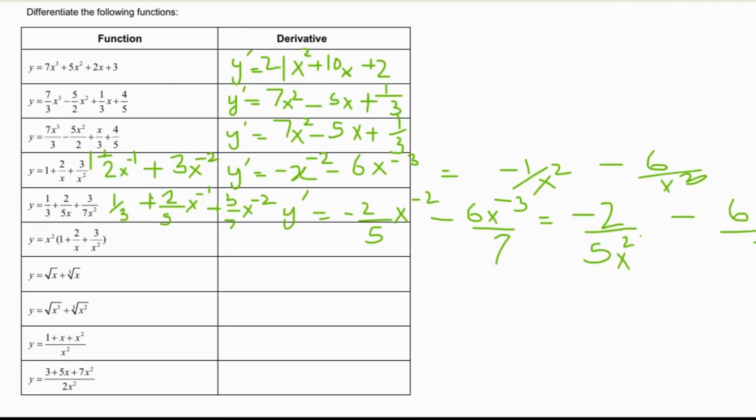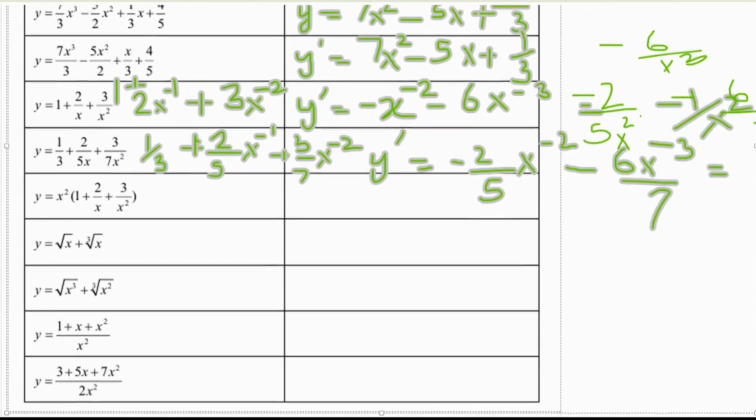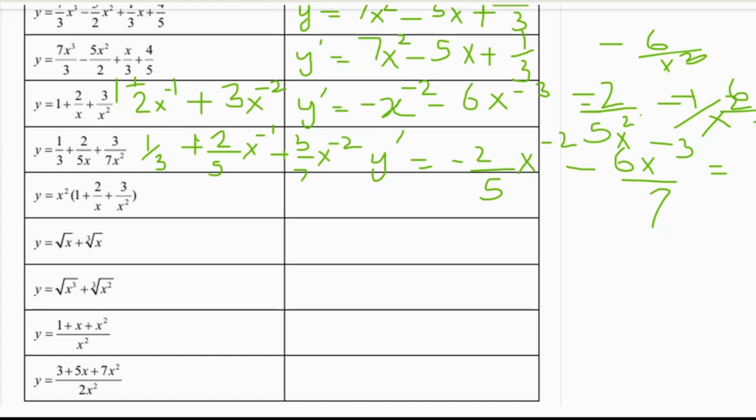Now, the next problem. I'm just making it a little bigger so we have more space to work on other things. Okay, so for this one we need to distribute this x squared, so our equation is going to become x squared plus 2x plus 3, and in that case it is going to be x times 2x plus 2.